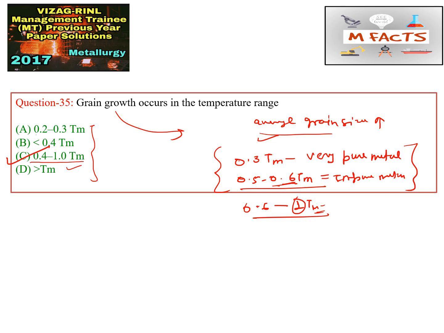And we have to remember that 0.3 Tm is for very pure metal, and 0.5 to 0.6 Tm is for impure metal. And this is the recrystallization temperature. Once the recrystallization of the cold worked material is done, only then does grain growth take place. So that's why we can relate from here, and option C is correct for this question.